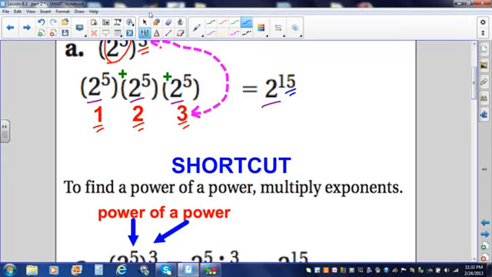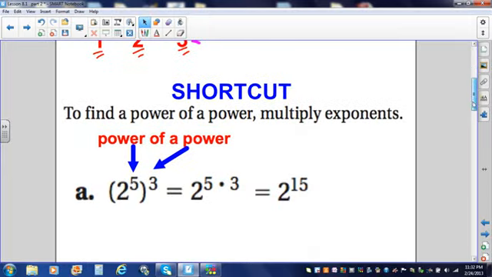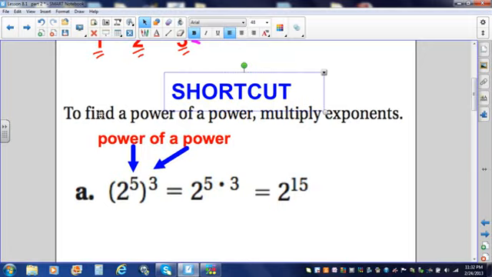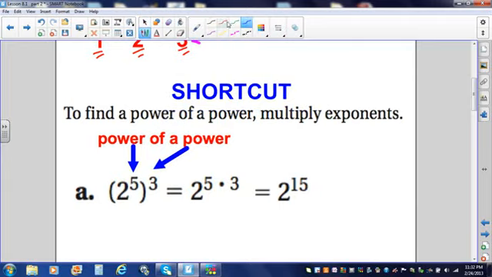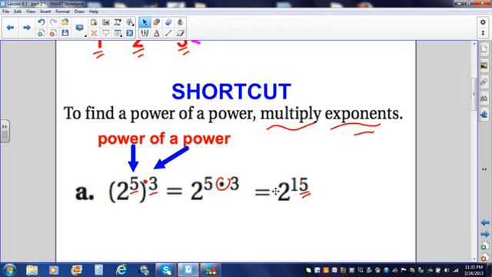But yes, there is a shortcut. So here's a shortcut, and you might want to write it down. To find a power of a power, we simply multiply the exponents. Your shortcut, write it down. To find a power of a power, you simply multiply the exponents. So we have a power to a power. We are going to multiply the exponents. So we do 5 times 3. 5 times 3 gives us 15. So this would be 2 to the 15th power. There's your shortcut.